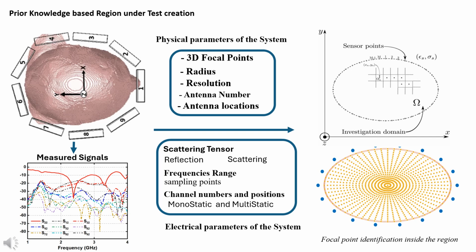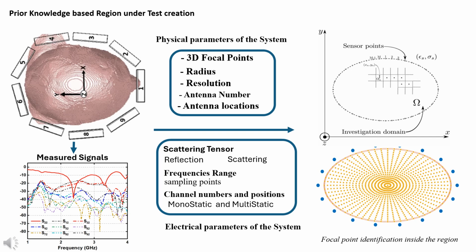Moving to the right side of the slide, we see a representation of the sensor points arranged around the investigation domain. These sensors capture the scattered waves as they propagate through or reflect off the tissues inside the region of interest. The scattered waves contain information about the internal composition of the brain, as different tissues scatter electromagnetic waves in distinct ways. The goal of the imaging process is to gather this scattering information and use it to reconstruct an image of the internal structures.